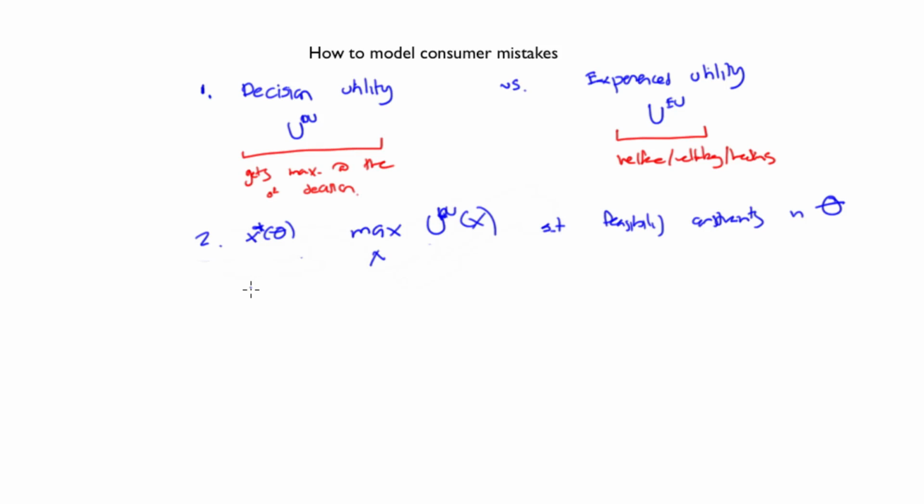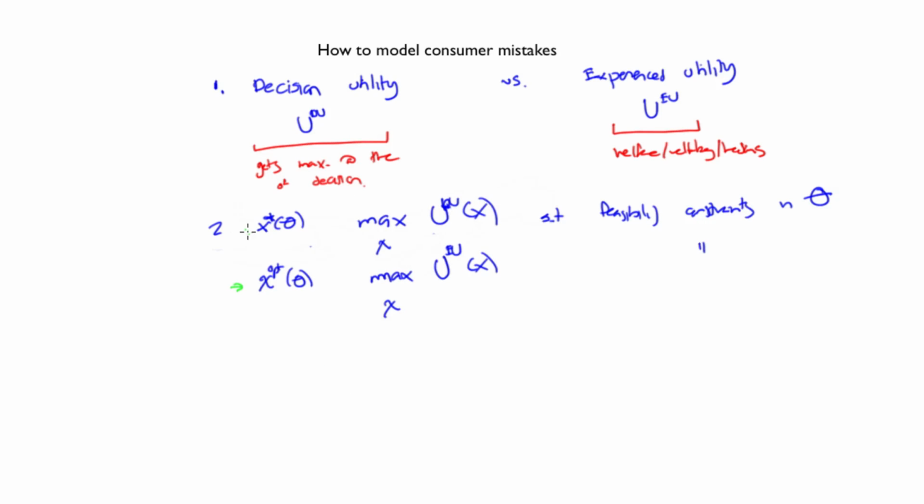Now we can also define X optimal of theta, which is the result of maximizing over X not the decision utility, but the experience utility over X, subject to the same feasibility constraints. Notice that these are 2 different objects. This one is the one that maximizes the experience utility. In contrast, this one is the behavior that is consistent with the maximization of the decision utility function.